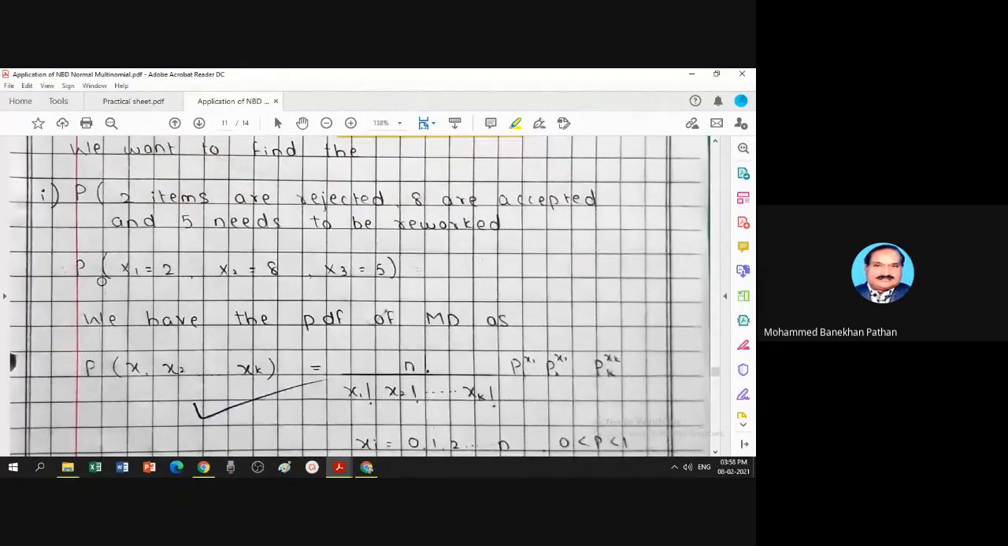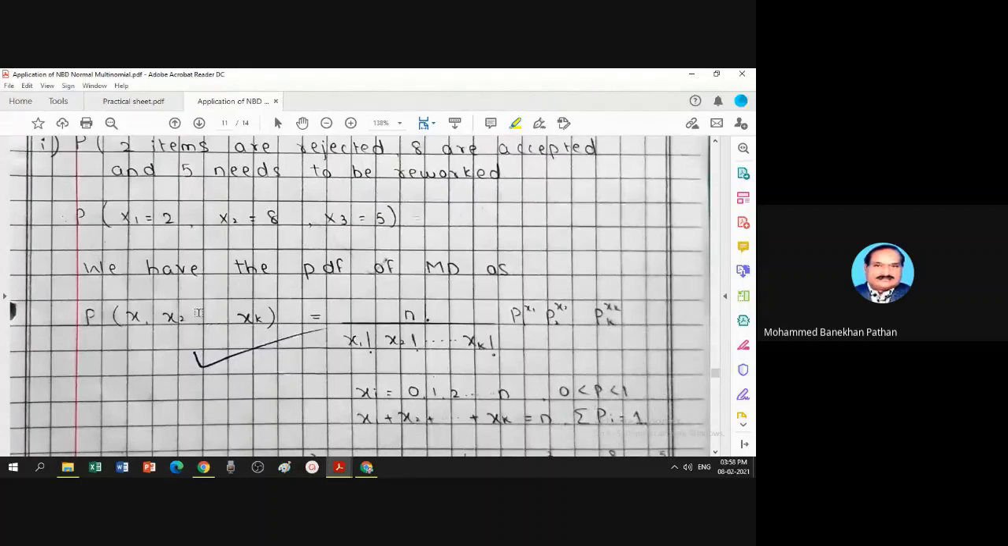Now you know the formula of multinomial distribution. Probability of X1, X2, up to Xk equals factorial n. We remember there is a factorial line.